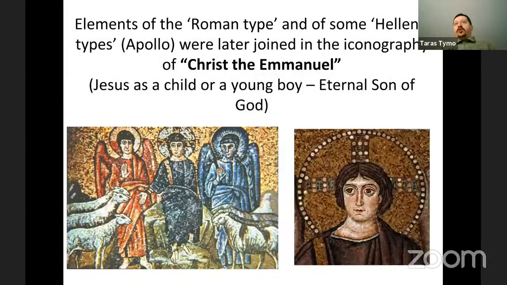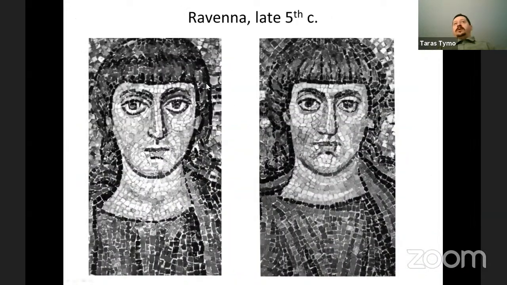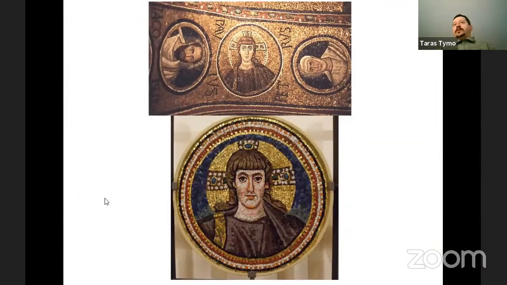So it's not only the Roman type. You see, it's also the contribution of the Hellenic types, because a Roman type has short hair, like here, but in many representations of the Emmanuel, the hair is long, like one we saw in Apollo. Again, here, and here.